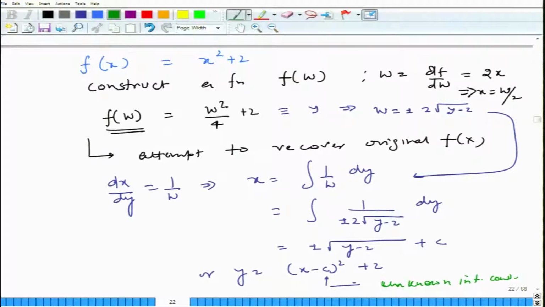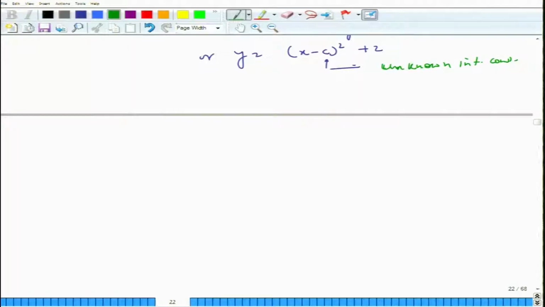So by simple integration we are going to get an unknown constant, which means that we are not going to get the original function recovered here. This is not an appropriate method to change the variable, because in this method we are not going to retain the information as we change the variable. But there is another method which allows you to do that, and that is what we are going to use. It is called the Legendre transformation.